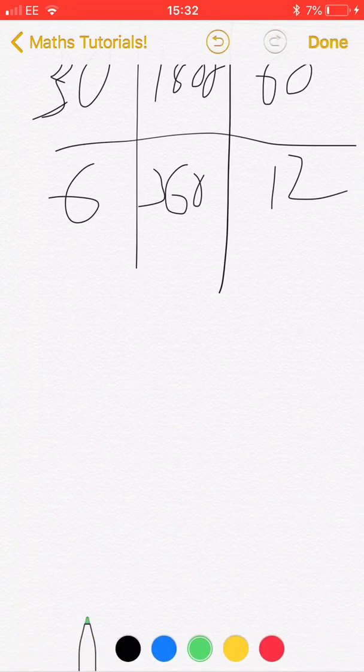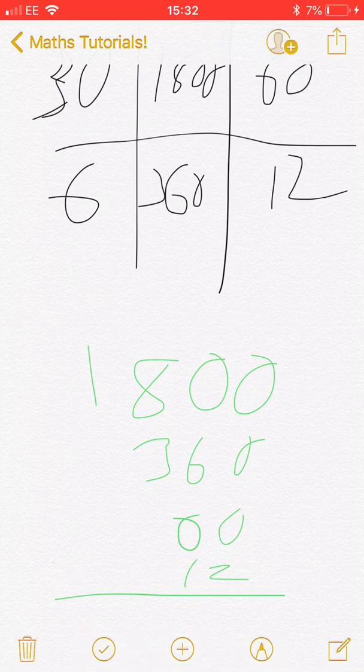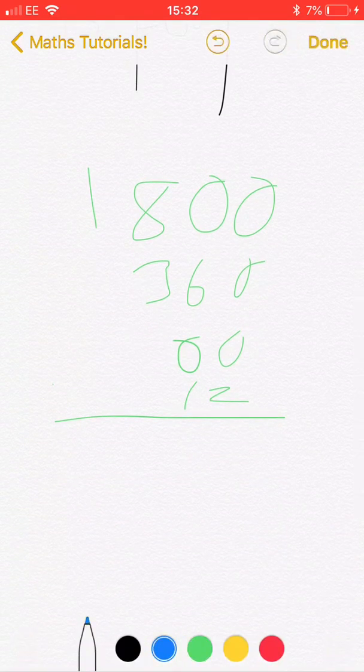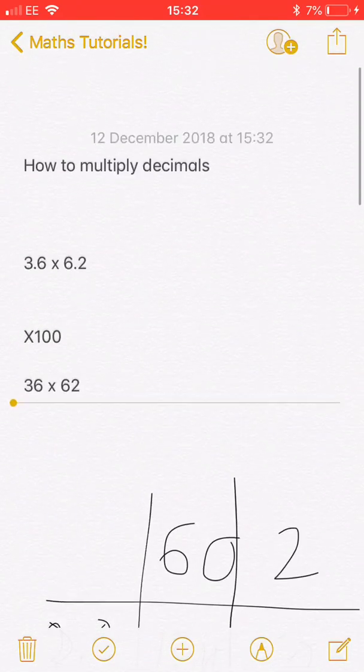Now, using a green pen, we have 1,800, 360, 60, and 12. And 12, right. If I use blue now, adding them up, there's 2, 7, right. So here's our answer. We have 2172.